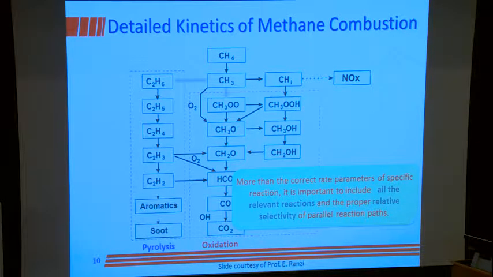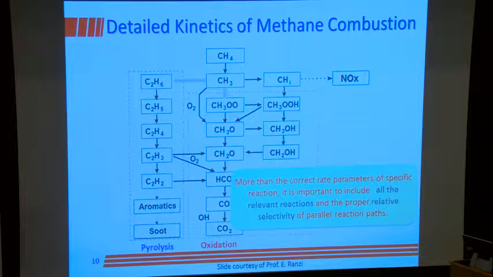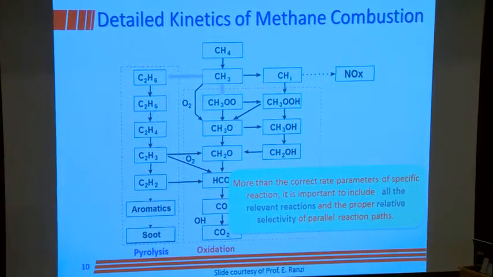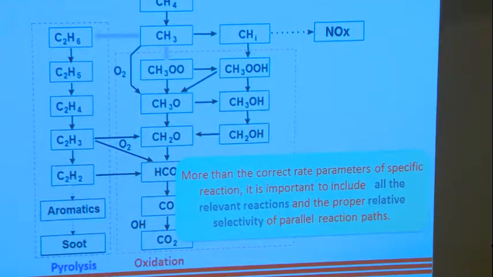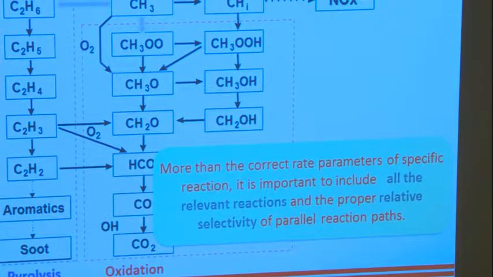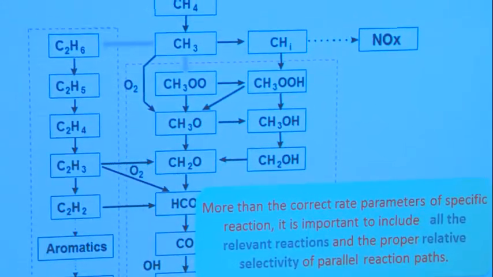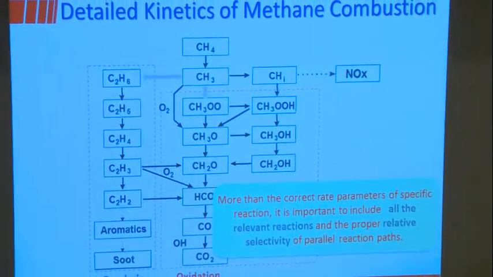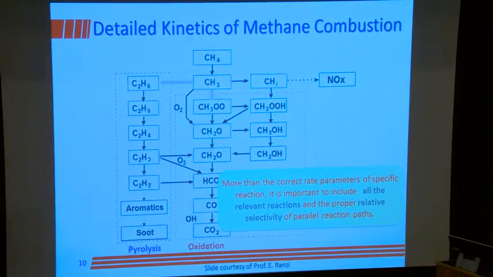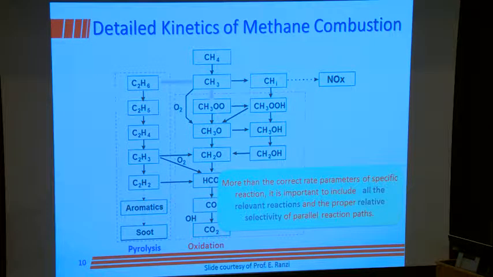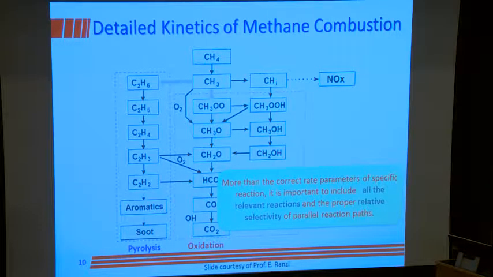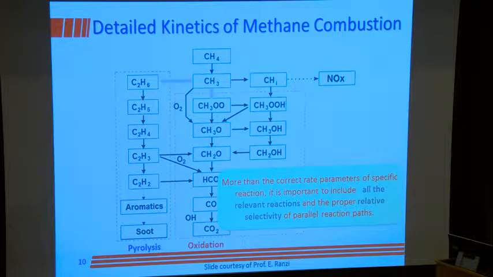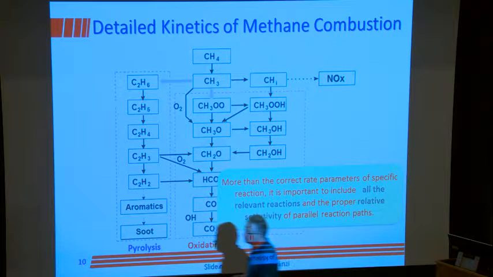So more than the correct rate parameters for specific reactions, it is important to include all of the relevant reactions and the proper relative selectivity of parallel reaction paths. And I can't remember specifically what reaction it was. It might have been methyl plus HO2. I'll be showing that a little bit later. But anyway, Charlie Westbrook talks about how he and Fred Dryer, at one stage in one of the mechanisms, had this important branching reaction. I'm not sure if it's exactly the one that he talks about.